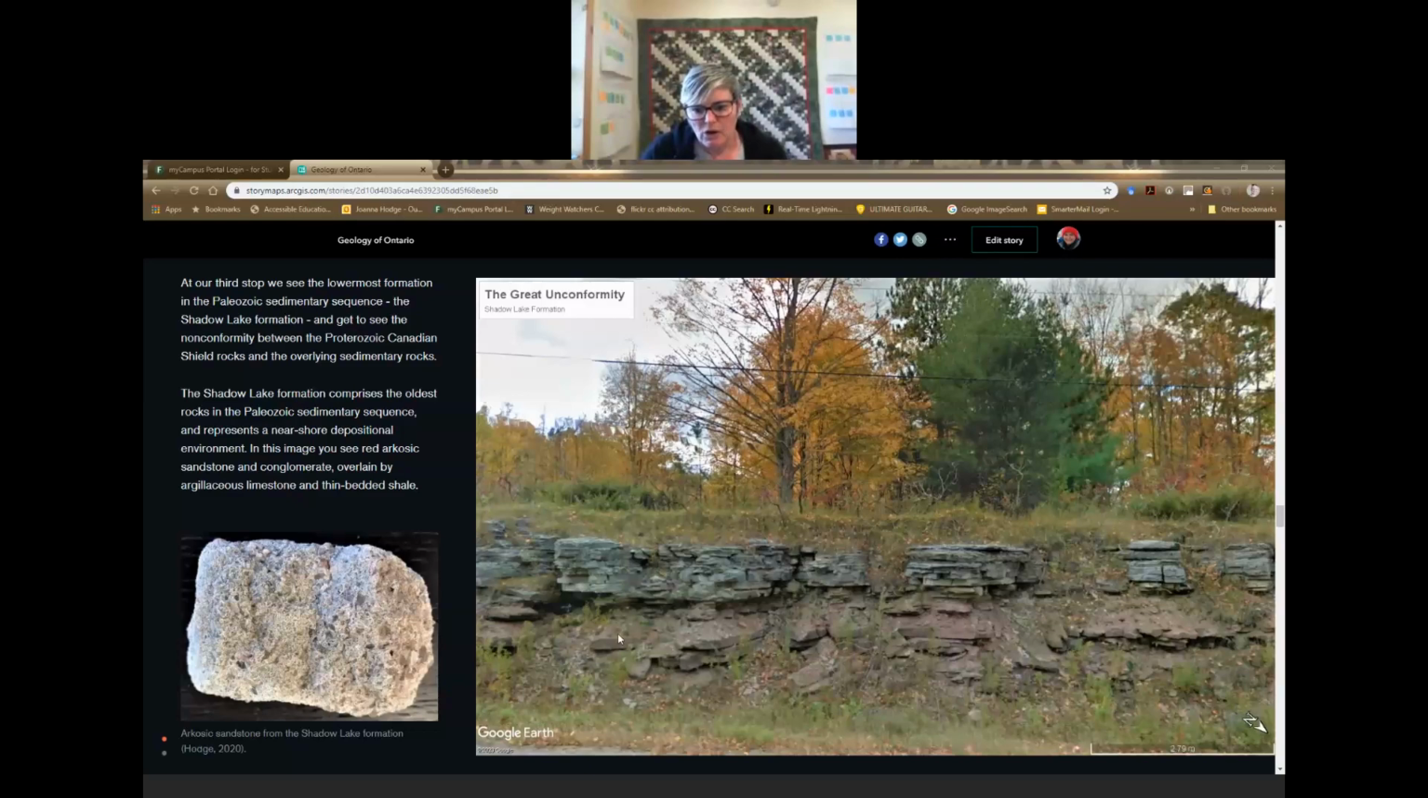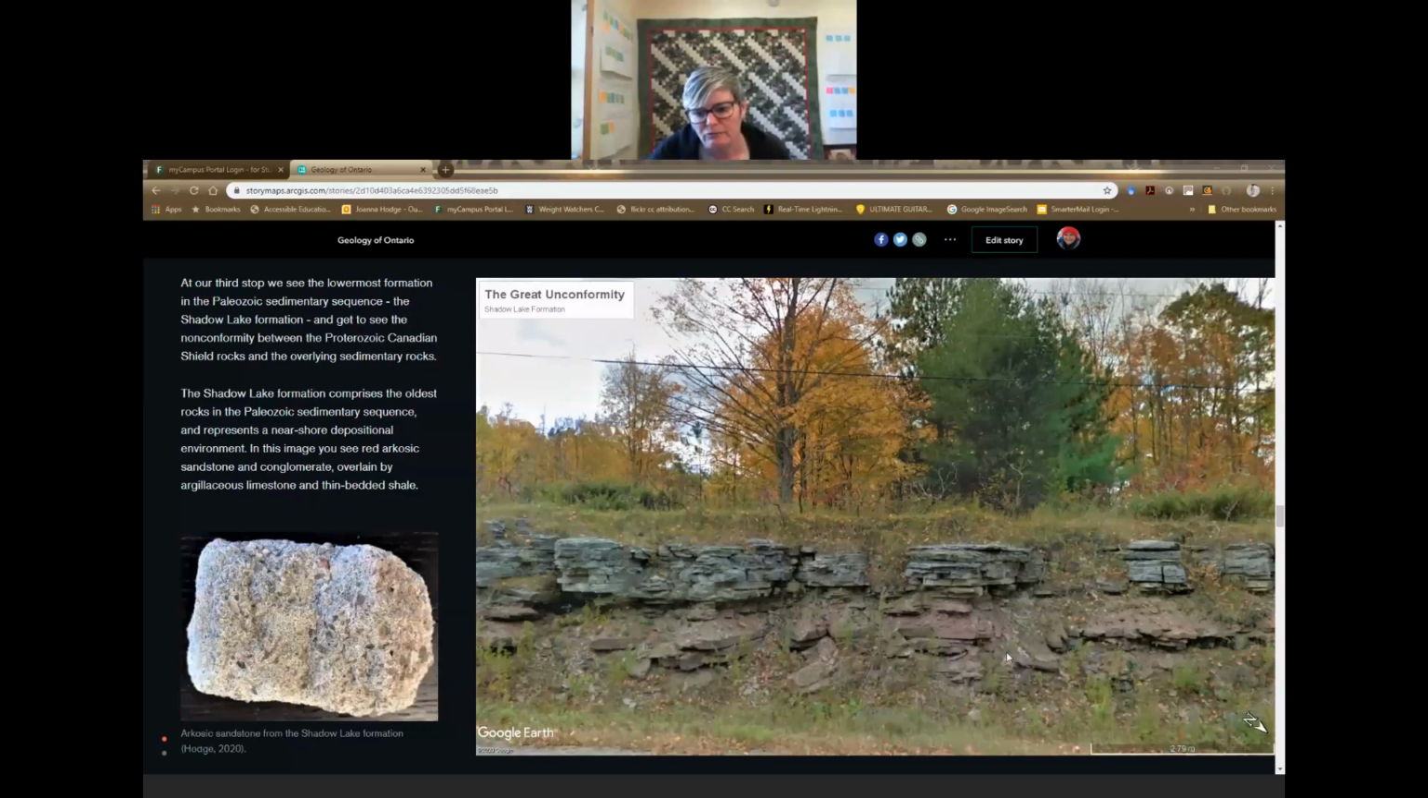These reddish-colored rocks along the base of the image here are arkosic sandstones and conglomerates. You did see some of these in the lab. I've also included a photograph here on the left of arkosic sandstone. You can see that it's very coarse-grained and it contains a lot of pink minerals. So I want you to think about what that pink mineral actually is and where it might have come from.